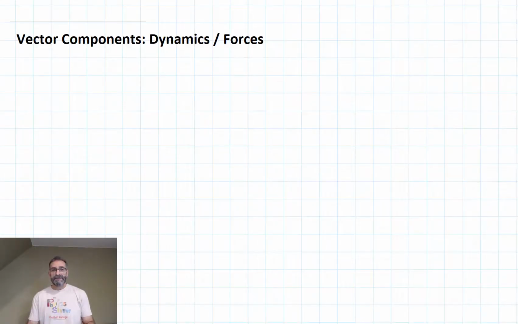We're surrounded by vector quantities in physics, and we use them to solve problems all the time. One of the techniques we use is to split up those vectors into components. In this video, we're going to look at an example of how vector components can be used in dynamics or force problems. In subsequent videos, we'll look at how we use vector components through our other lenses.